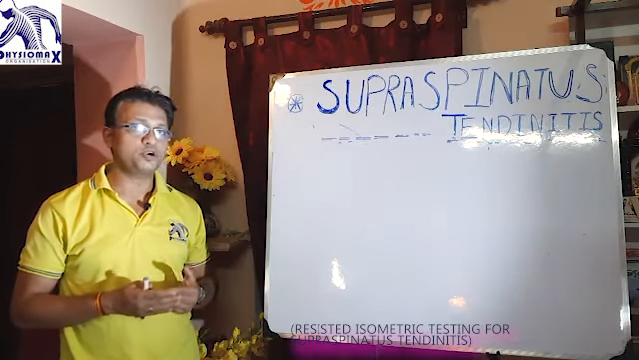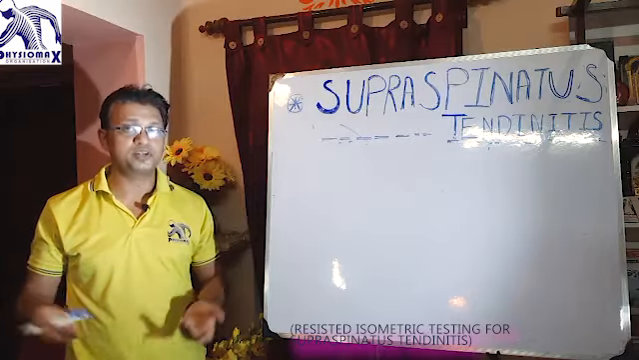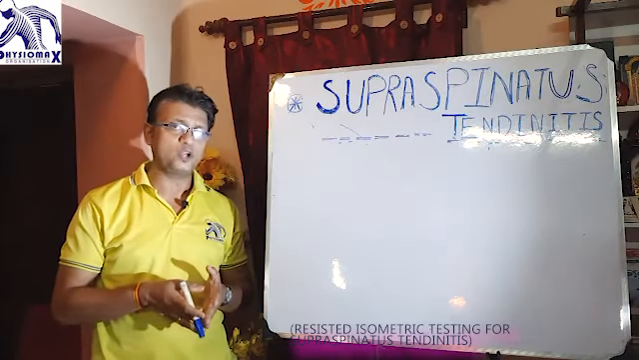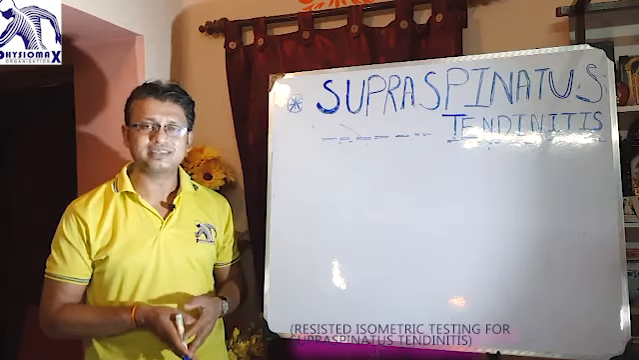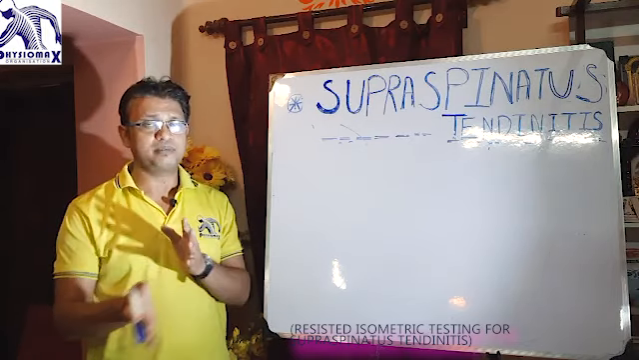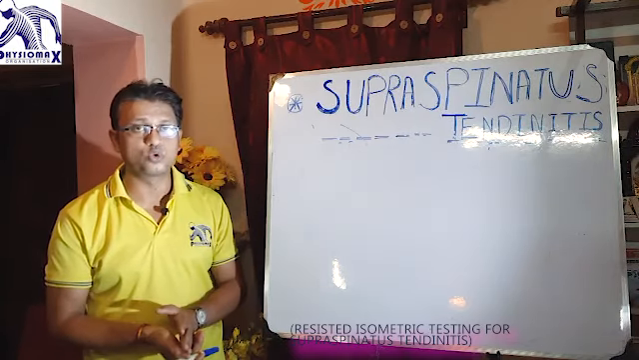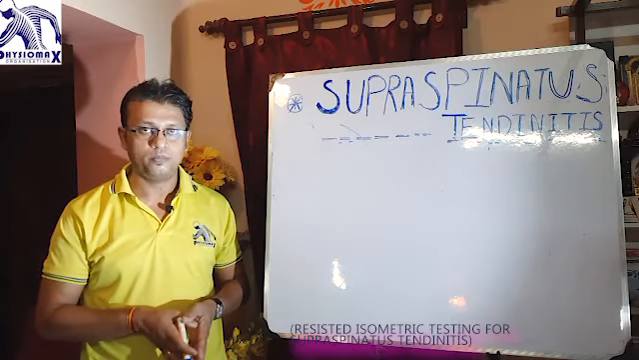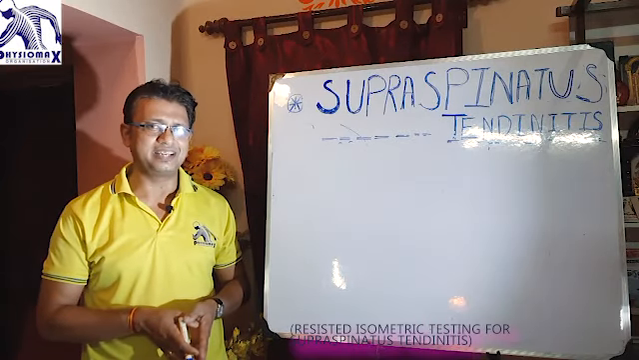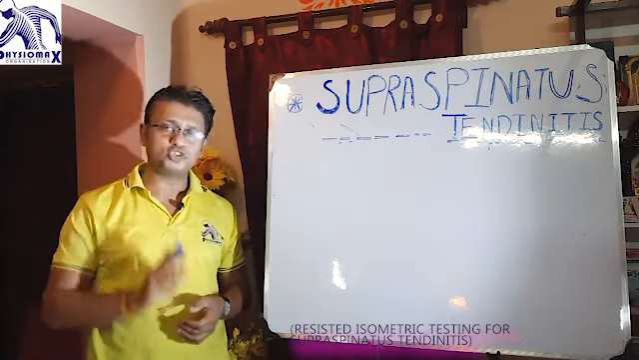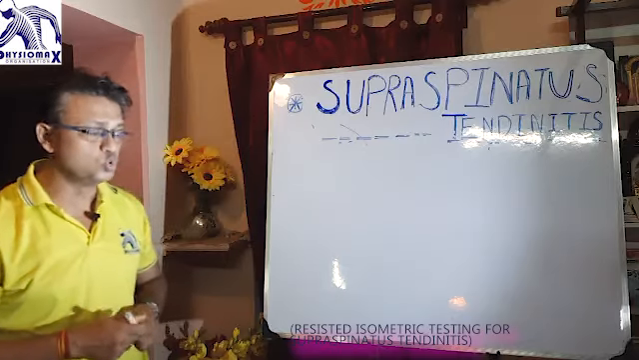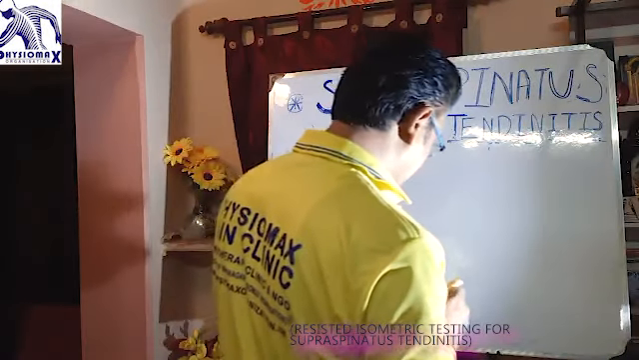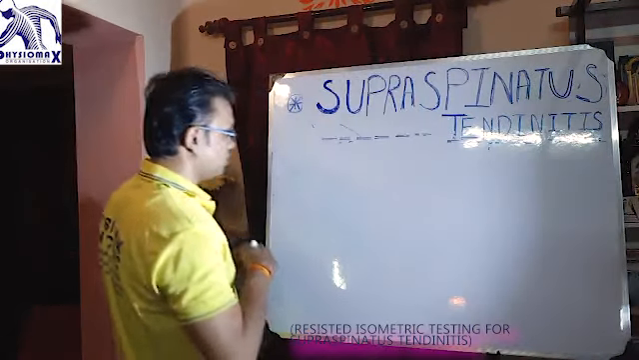Coming to the most important part, a few of my viewers and students ask me, sir, shall we do the MMT while assessing supraspinatus tendinitis, because this is a muscular structure, and if the muscular structure is injured, of course it will be weak. I tell them no. Now you might be wondering why I say no. The first and foremost stage, if you predict it can be supraspinatus tendinitis, is the resisted isometric testing.